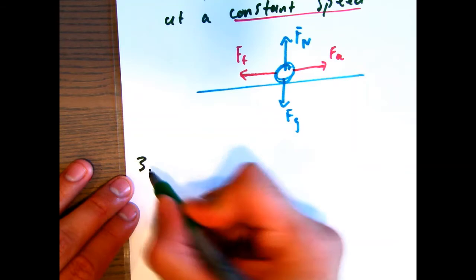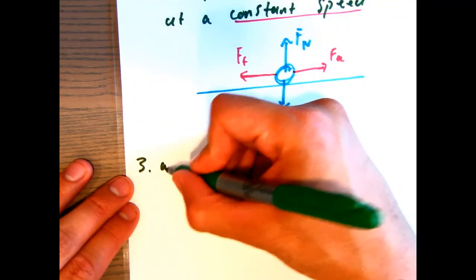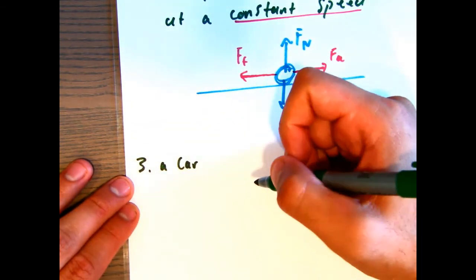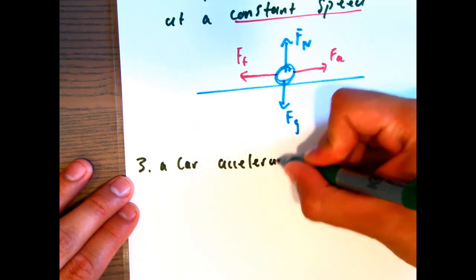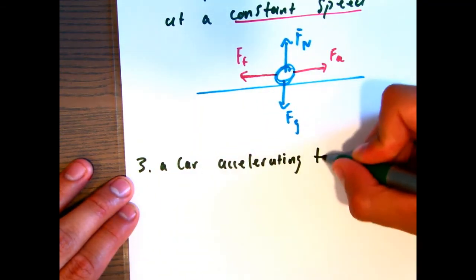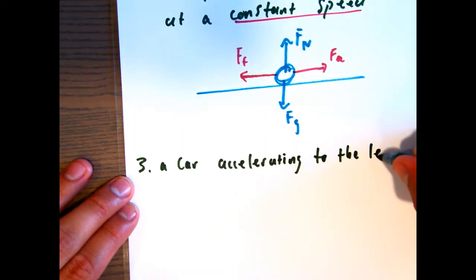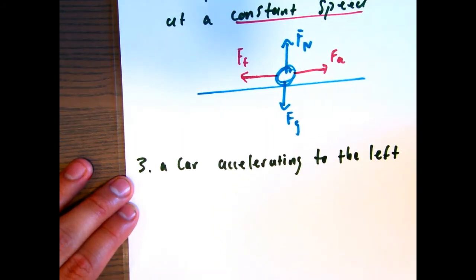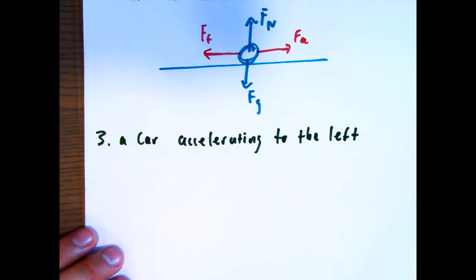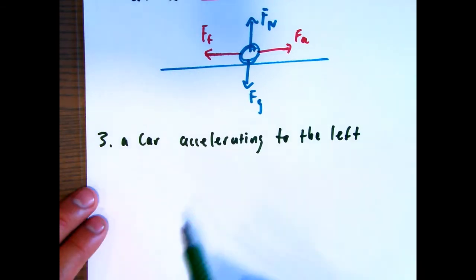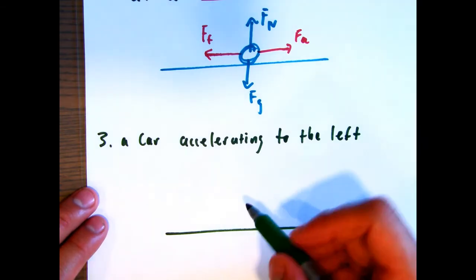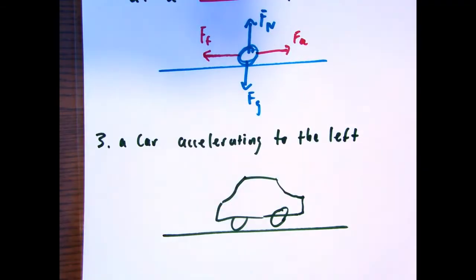It's example 3. Let's say we have a car accelerating to the left. Okay, so this car is moving, and again, we don't have to draw it complicated. You can really just draw a square for most problems. Let me draw something simple here. Okay, so we have our car here.